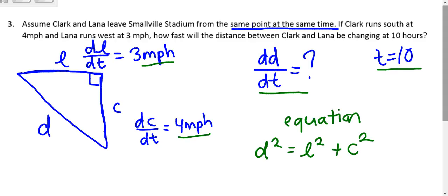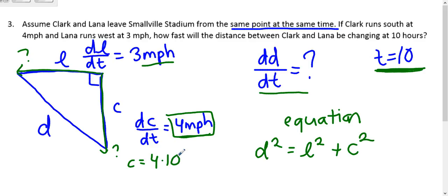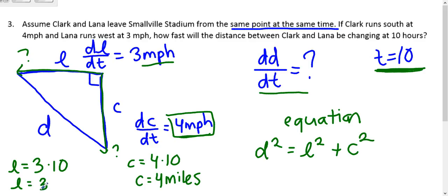Some other given things we can figure out: after 10 hours how far Lana has gone, and after 10 hours how far Clark has gone. We use that 10 hours and we look at how fast they're going. So if Clark has been moving at 4 miles per hour times 10 hours, that means that Clark has gone 4 miles. Similarly, if we look at Lana, if she's moving at 3 miles per hour for 10 hours, that means she has gone 30 miles. That's not just 4, that's 40. So let's change that. Good job if you caught that. Sorry about that. Okay, so we have Lana who's gone 30 miles and Clark who's gone 40 miles.